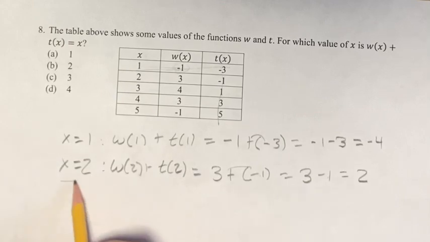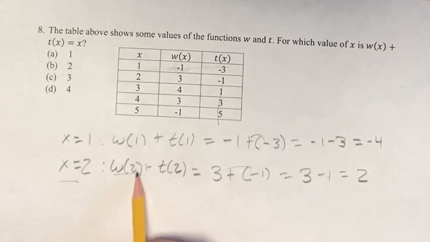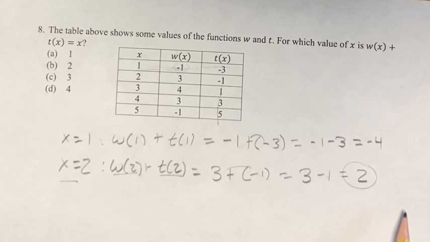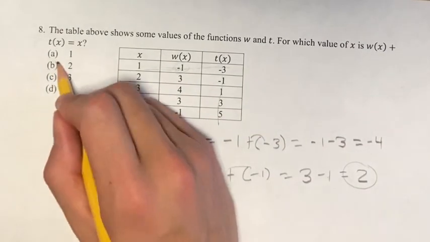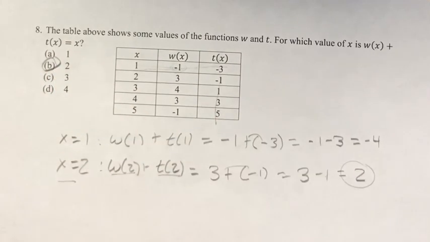And if you notice here, x is equal to 2, and w of x plus t of x is also equal to 2. So 2 is the value of x for which this equation is true. So 2, or B, is going to be your final answer.